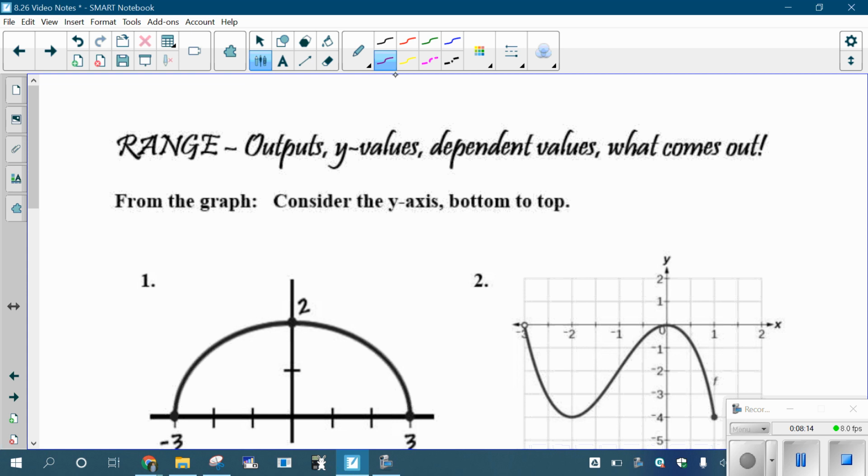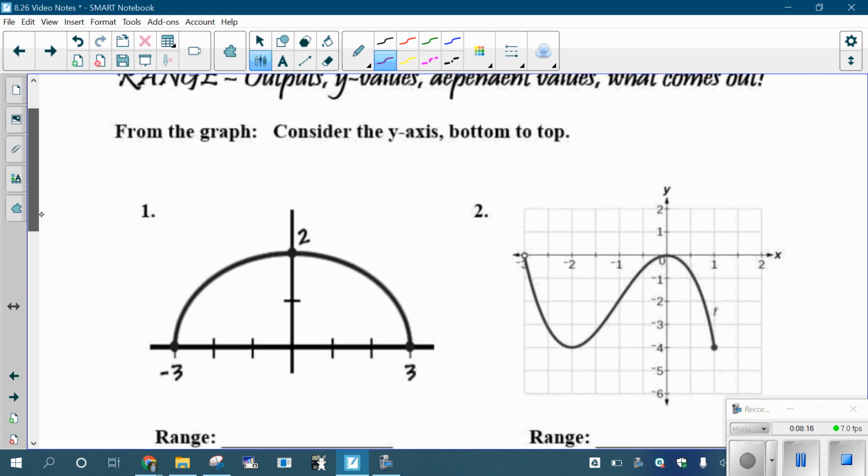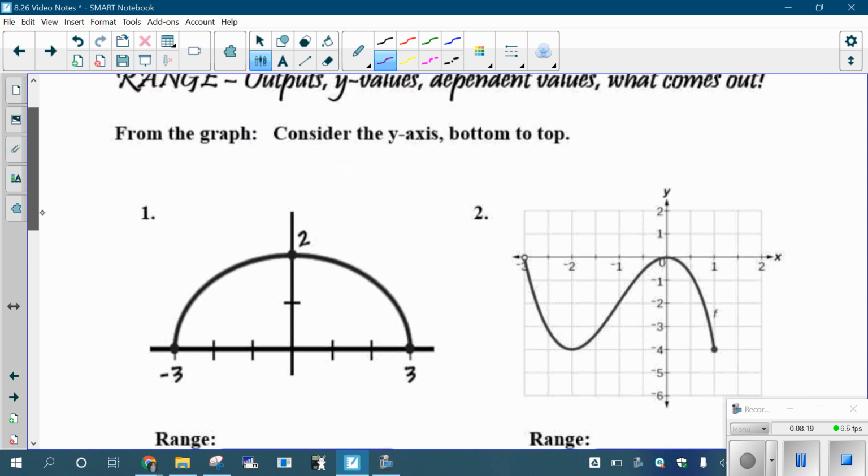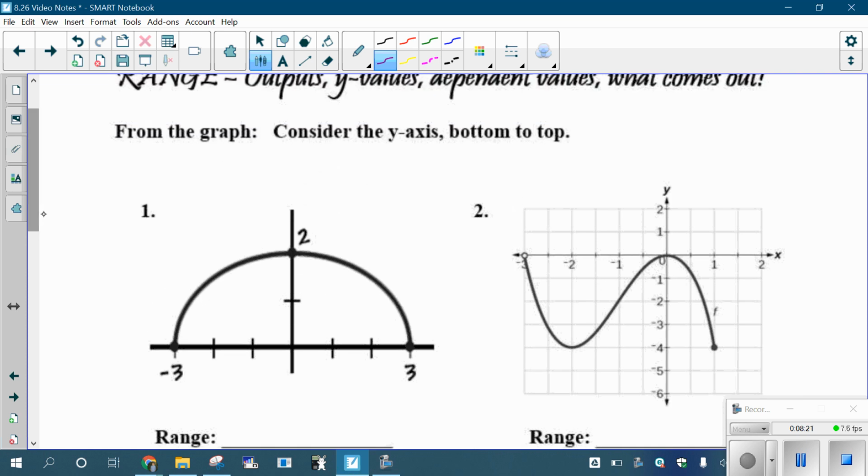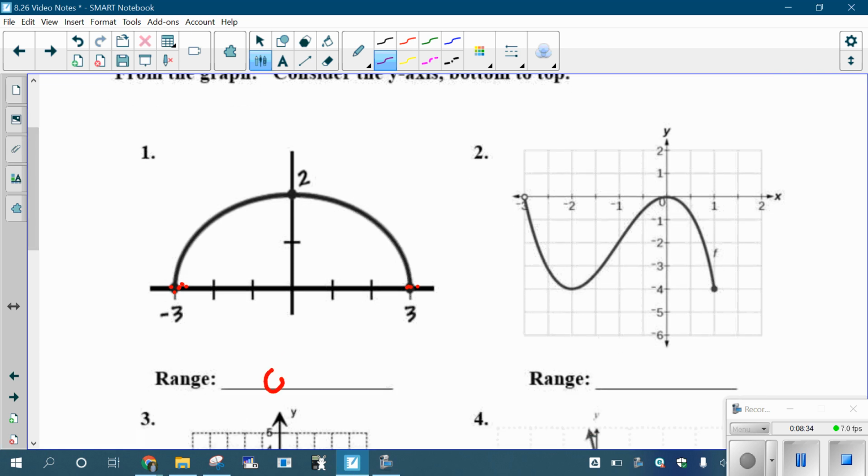Cool. So let's do a couple of these. We're going to look at kind of the same kind of graph here. So what's the smallest y value? What's the lowest the graph goes? Well, here and here, it's both as low as it goes. What is the y value there? Well, it's a y value of 0. What's the highest it goes? Well, 2. Does it actually hit 0? Yeah, because that's a closed circle. Does it actually hit 2? Yeah. So we use brackets. And bottom to top. Never write it top to bottom.